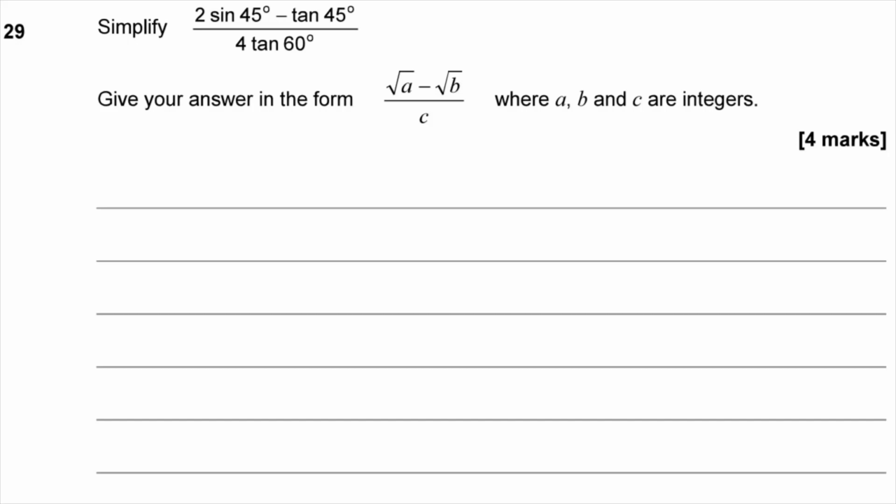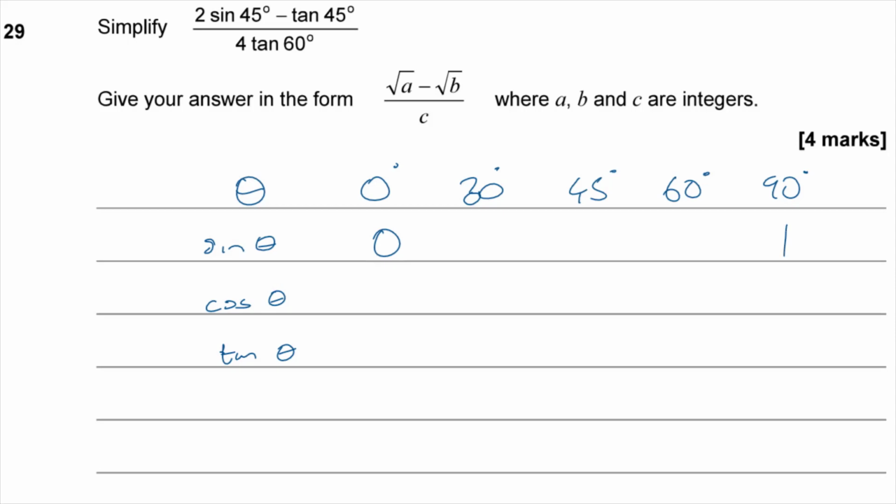So first thing is, do you remember your exact values for trig? Which ones do you need to know about? You need to know about values of theta for 0, 30, 45, 60 and 90 degrees for your three types of trig ratio: sine theta, cos theta, tan theta. Now, the first and last are easy. The sine of 0 is 0, the sine of 90 is 1.